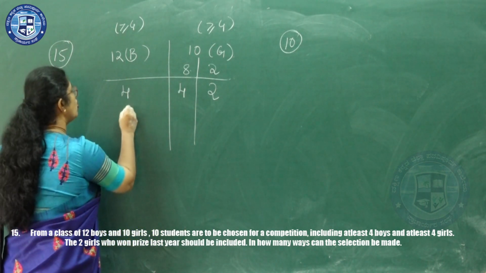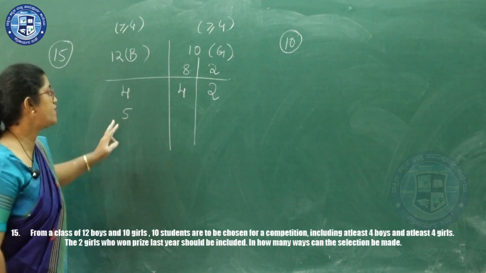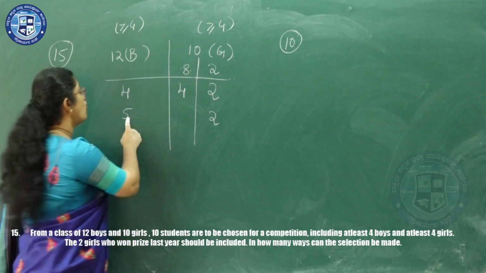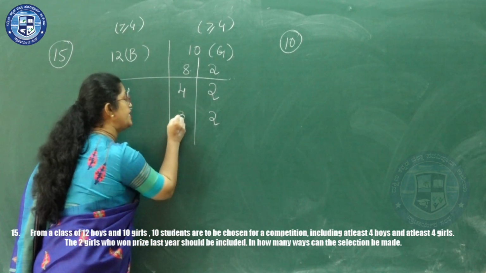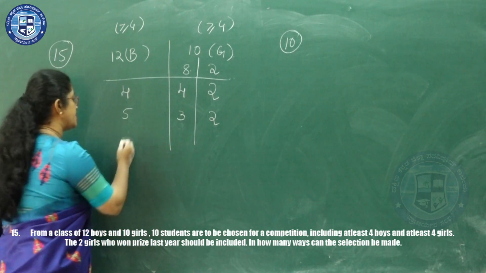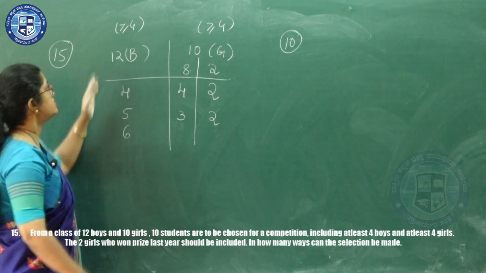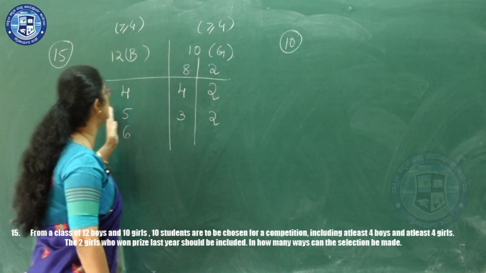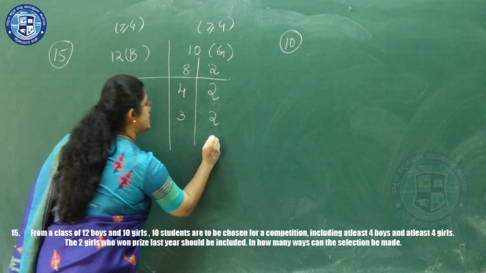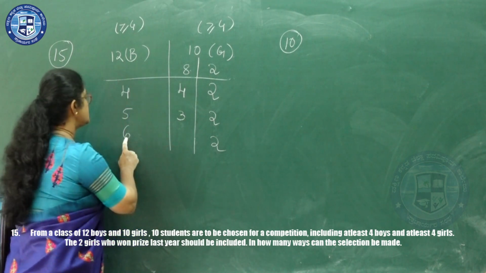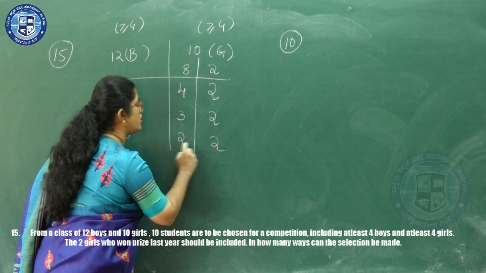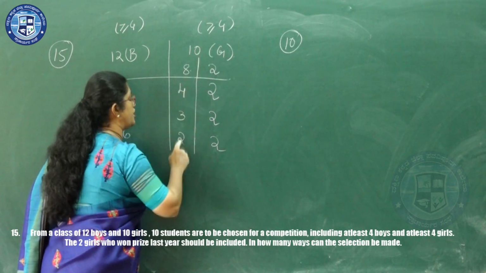Now next let me take 5 boys. If I take 5 boys, these 2 have to be selected. 5 plus 2 is 7. I need 3 more from here to make it a total of 10. Next let me try the next option, 6. See whether it is satisfying at least 4 girls and at least 4 boys. Now if this is 6, these 2 should be selected. 6 plus 2 is 8. To make it 10, I need 2 more. This is 4 and greater than or equal to 4.